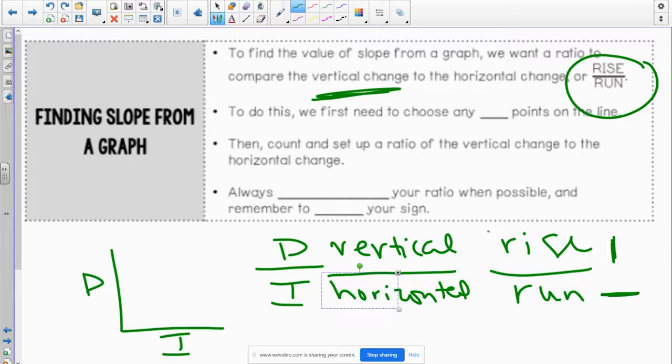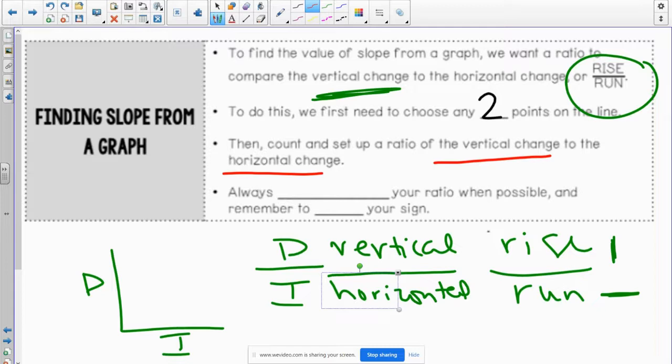So the first thing you're going to do here, now that we know our setup of our ratios, and again, it's dependent over independent, vertical change over horizontal change, or rise over run, doesn't matter which way in your brain makes more sense to you. You're still going to do the same thing. It still gives you the same answers. So the first thing you need to do is find 2 points on the line. And then you're going to count and set up a ratio of the vertical change to the horizontal change. And I call that a slope triangle. And I'll show you that in a second.